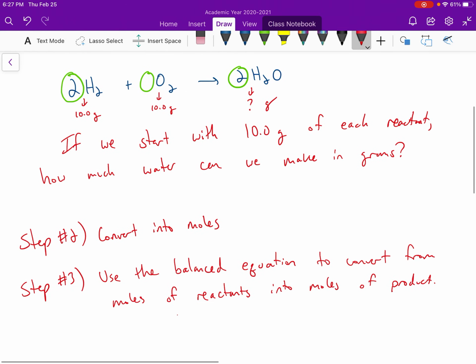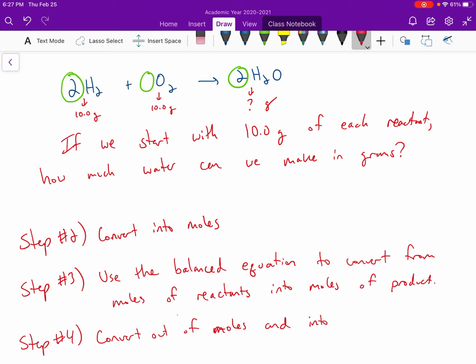Okay? So this is basically a big dimensional analysis problem. Right now, we're starting with grams of hydrogen, grams of oxygen. I want to talk about water. So I'm going to convert them to moles first. Then I'm going to convert them into moles of water. And the final step is going to be to convert out of moles and into the desired unit.